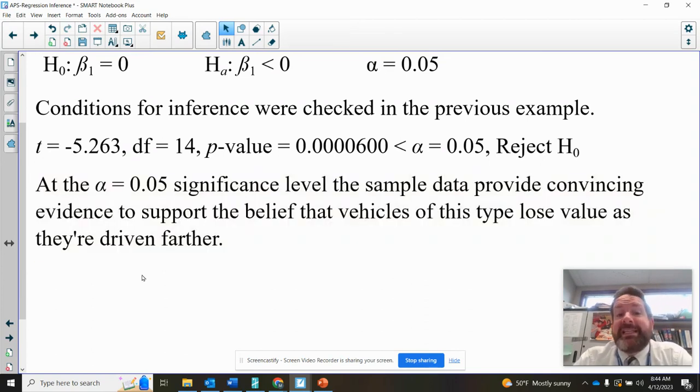Yeah, this is convincing evidence that as miles goes up, value goes down, since the negative slope is the alternative hypothesis that we're finding supporting evidence for. There you go. Don't make it tougher than that.